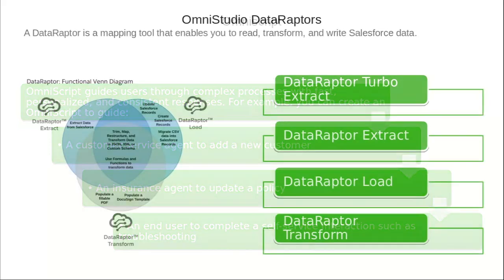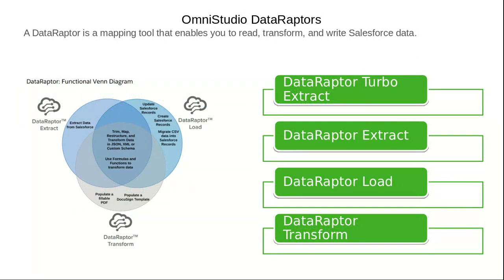Now, the next thing I want to talk about is the Dataraptors. If you remember, I mentioned it's a part of the data layer, the service layer. It's used to get the data from Salesforce, or update or insert the data back into Salesforce. Now there are four types of Dataraptors, which we'll be talking about in just a second.